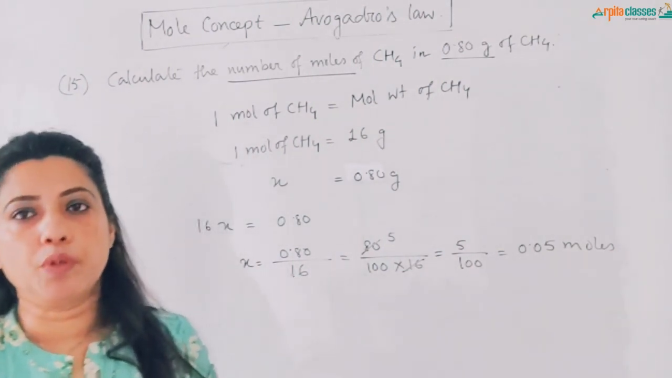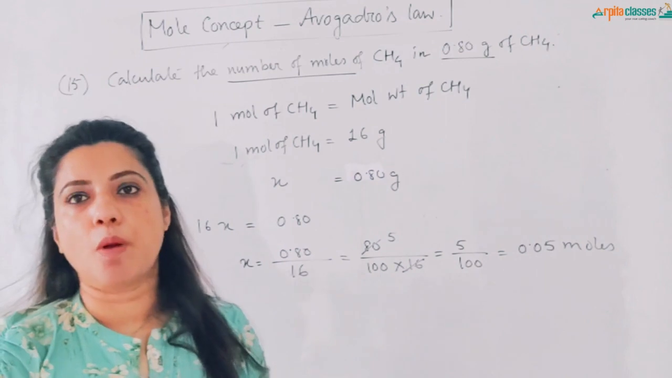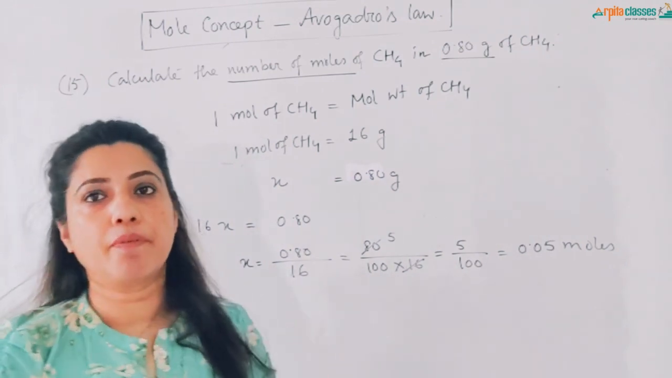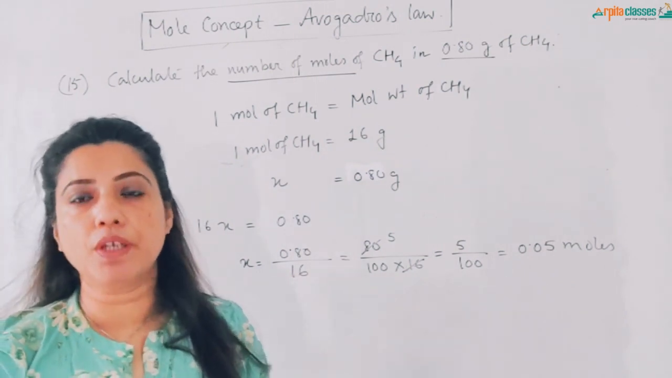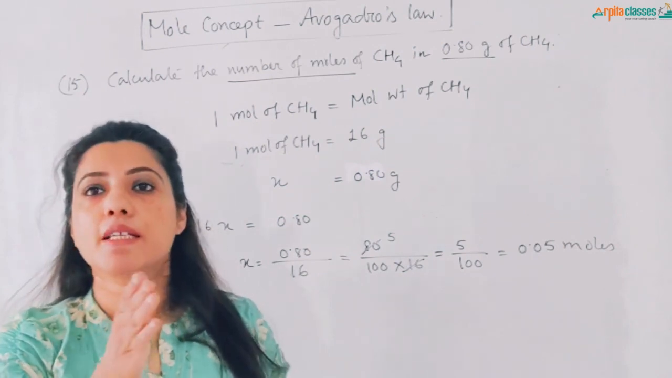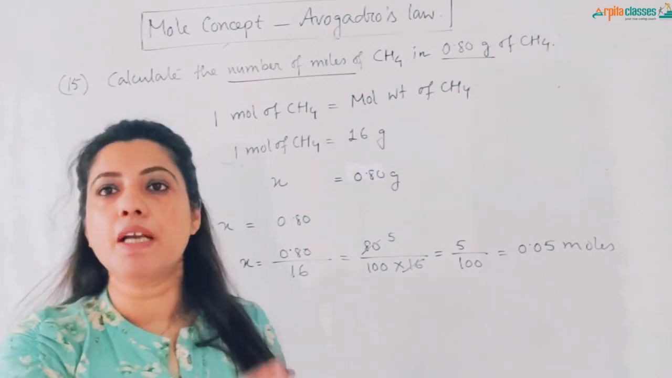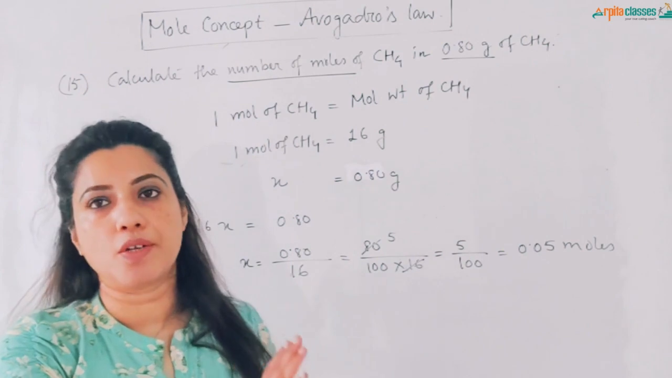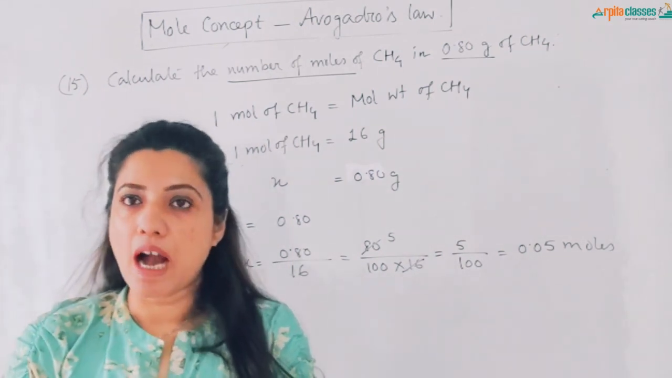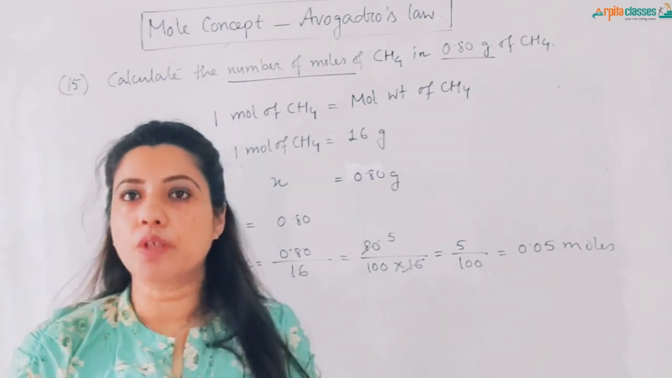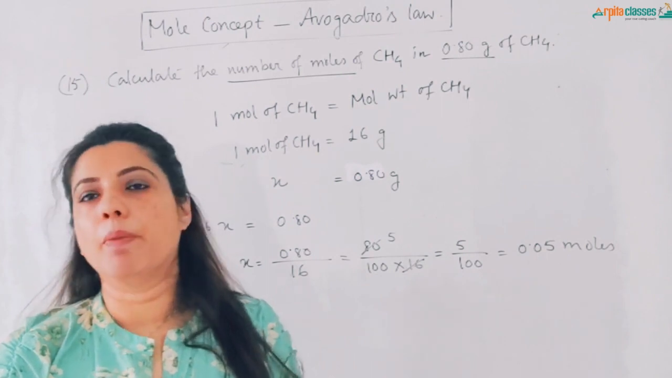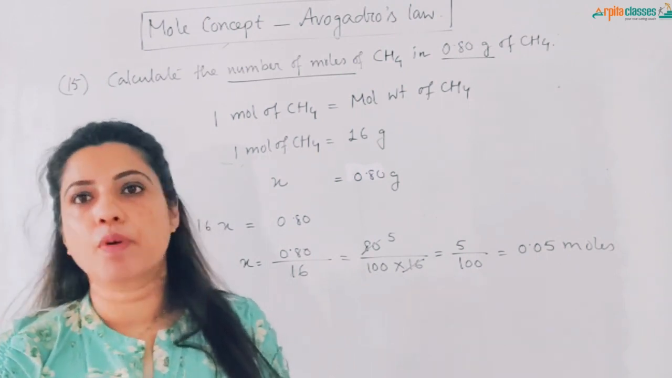So this way we have to do the questions or numericals from Avogadro's number. The basic thing is we need to remember the 4 relationships which I have given you at the very beginning of this lecture: 1 mole of any substance is equal to the molecular weight of that substance, is equal to 22.4 liters at STP, is equal to 6.023 into 10 to the power 23 particles. Whatever is given in the question and whatever is asked, according to that we take out 2 things from the reference and then calculate the problem. So this way we have to do Avogadro's number.